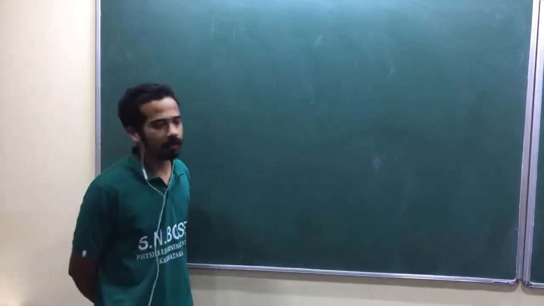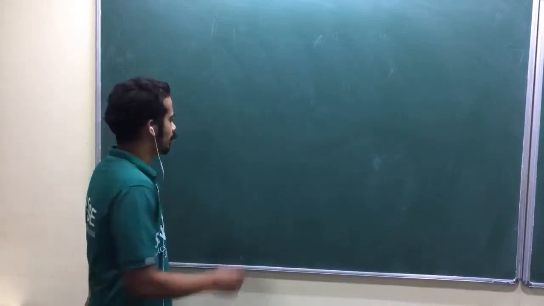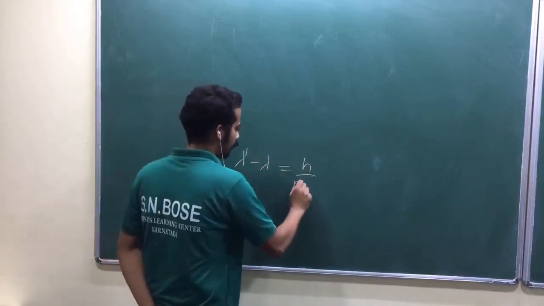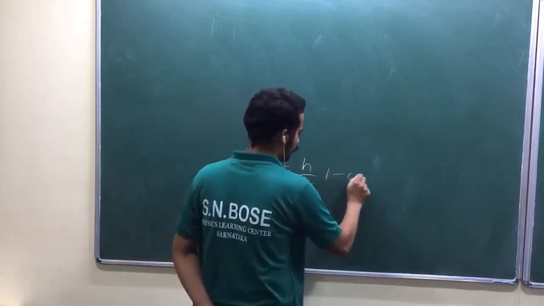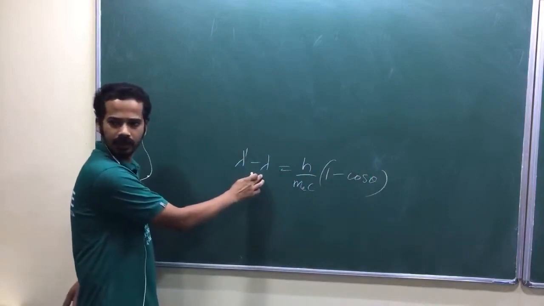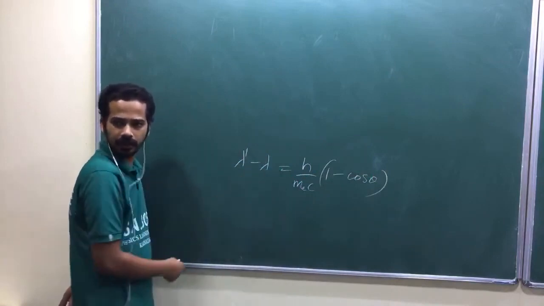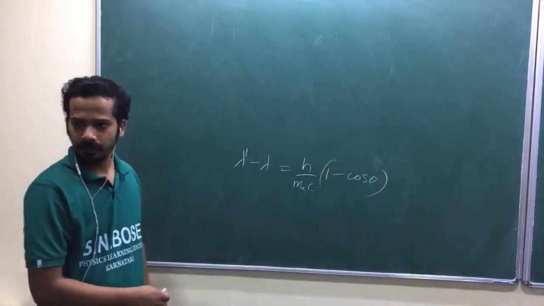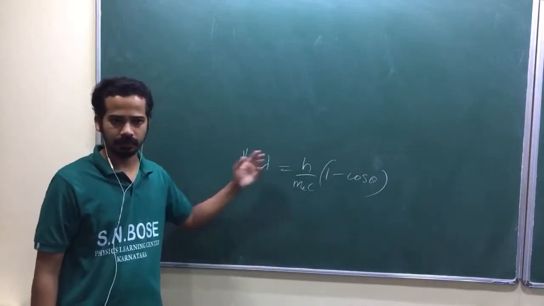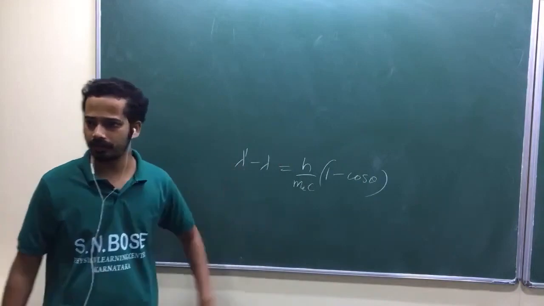The shift depends on lambda prime minus lambda, that's equal to h by m_e c into 1 minus cos theta. This shift depends on this lambda also. If you change this lambda, then lambda prime minus lambda will change. It depends on the incident X-ray wavelength also, isn't it? If you choose a different one, then that shift will be different. Okay.